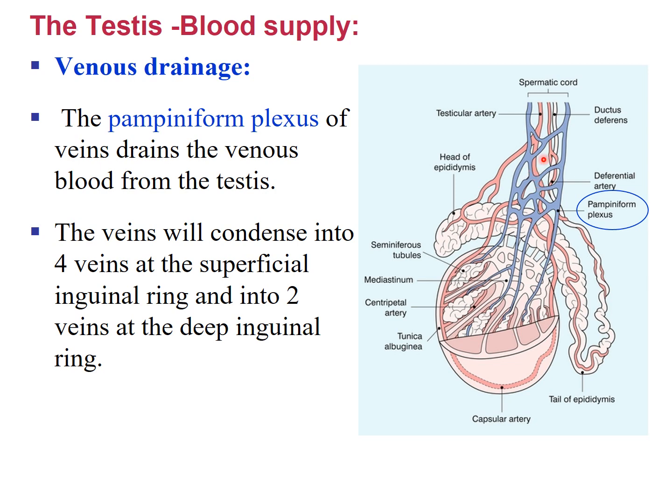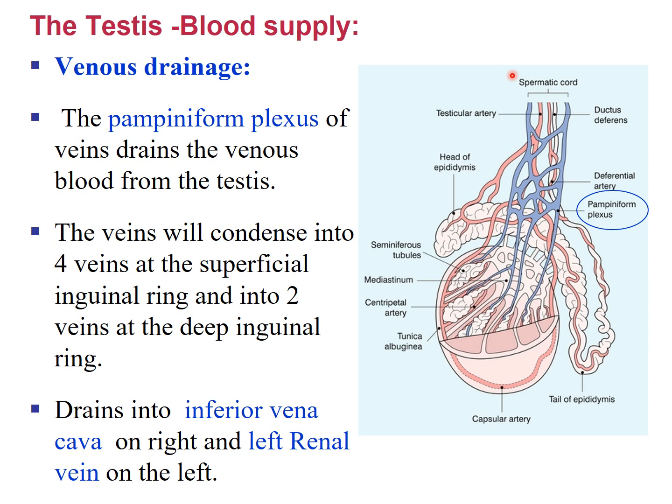This pampiniform plexus, as they ascend upward, they will condense into 4 veins at superficial inguinal ring and into 2 veins at deep inguinal ring. Finally, they drain into inferior vena cava on the right and left renal vein on the left.